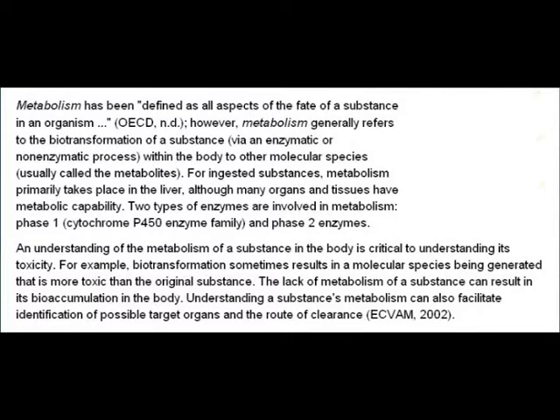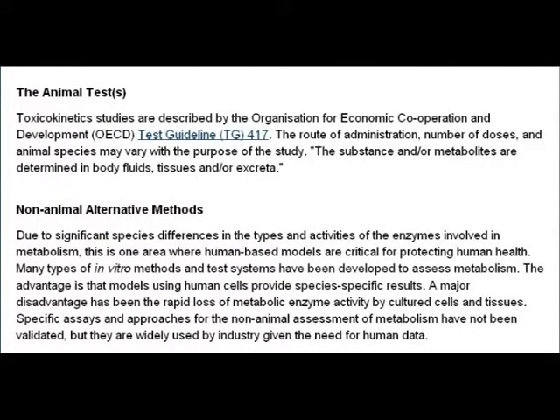2 types of enzymes are involved in metabolism. Phase 1, cytochrome P450 enzyme family, and Phase 2 enzymes. This slide describes the animal tests and the non-animal alternative methods. The animal tests reads, toxicokinetic studies are described by the Organization for Economic Cooperation and Development Test Guideline TG417. The route of administration, number of doses and animal species may vary with the purpose of the study. The substance and/or metabolites are determined in body fluids, tissues and/or excreta.